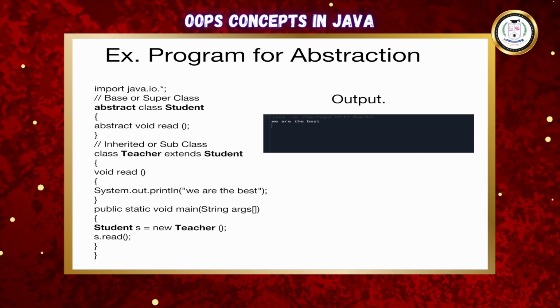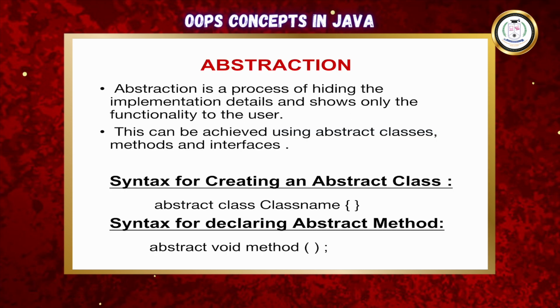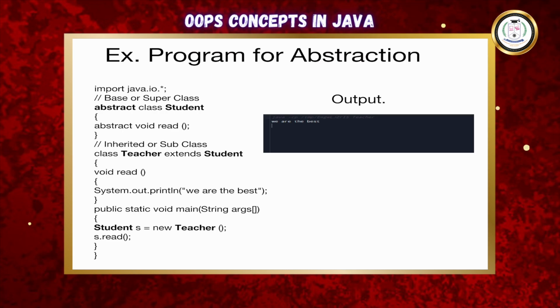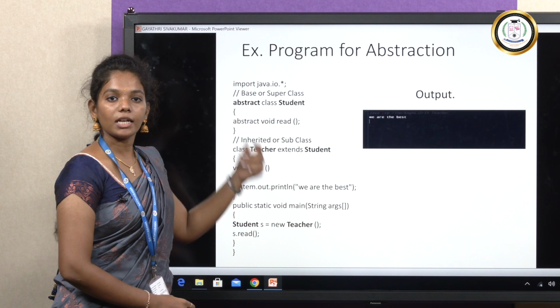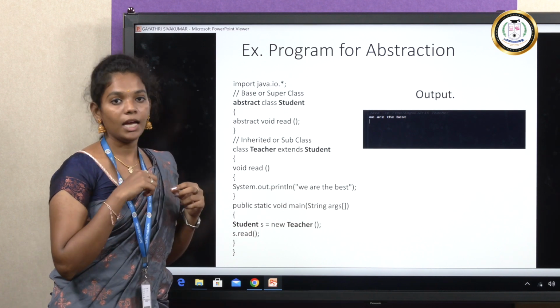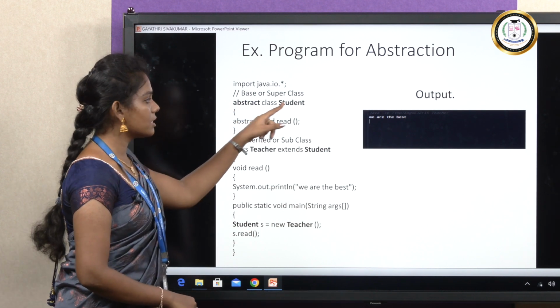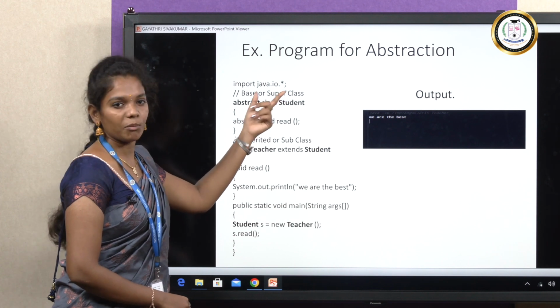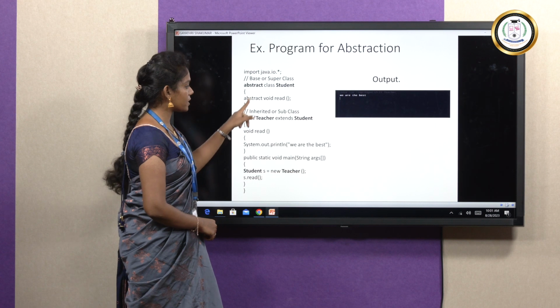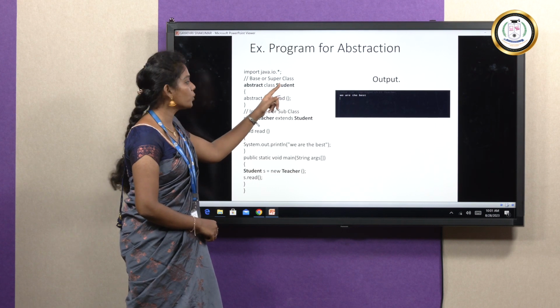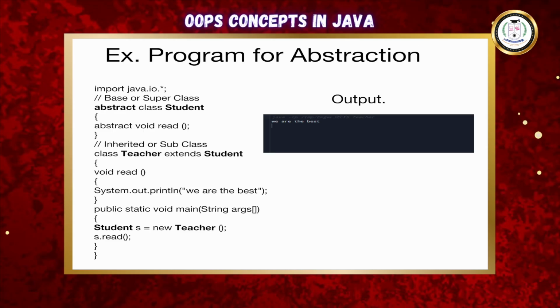Here is an example program for abstraction. Here I have imported java.io.*, and here is the abstract class, where, as I told before, abstract will be the keyword. So abstract class followed by my class name, which is Student. Here I have declared an abstract method: abstract void, here my method is read, with brackets and a semicolon.